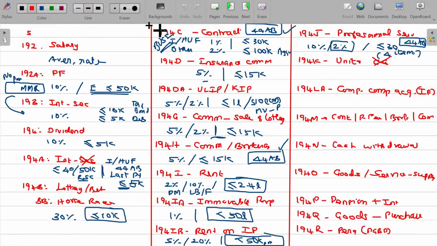Very simple. Similar to dividend. 10%, less than or equal to 5,000 not taxable. Similar to section 194.